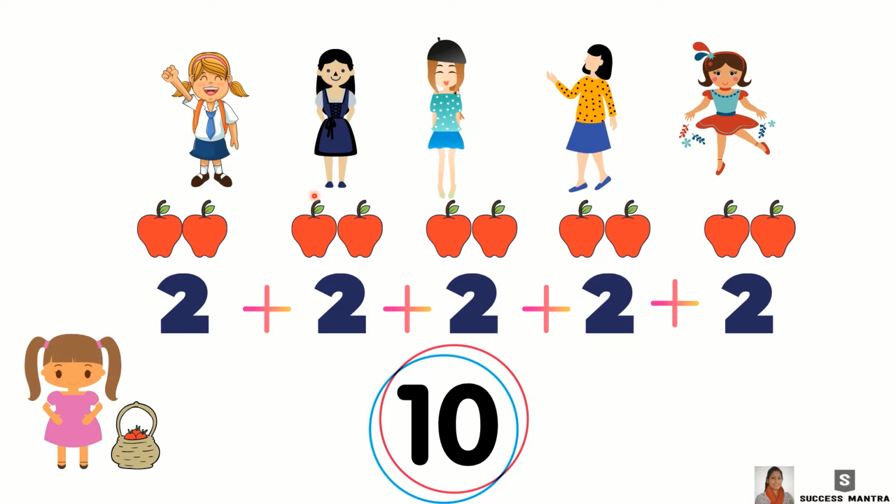So these are Maya's 5 friends. First we will give two apples to each of the 5 friends. Then we will add these 2's. That is 2 plus 2 is 4, 4 plus 2 is 6, 6 plus 2 is 8, 8 plus 2 is 10. So we found that there are 10 apples in Maya's basket so that she can share 2 apples each to 5 of her friends.